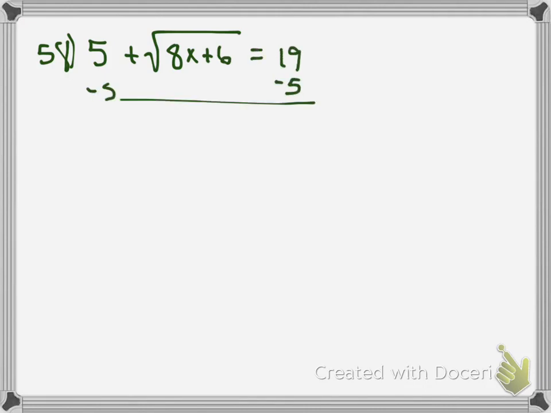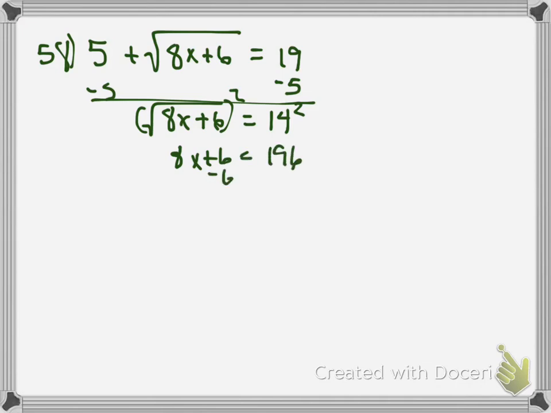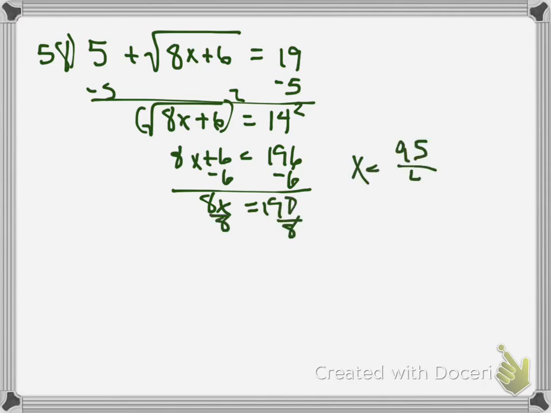Let's look at the next one, 58. I'm just going to let these keep playing. 58, I'm going to subtract 5. And then I'm going to say square that, get 196, subtract 6, and then divide by 8. And that one simplifies a little bit differently. 190 divided by 8 ends up being like 95 over 4. And there we go.